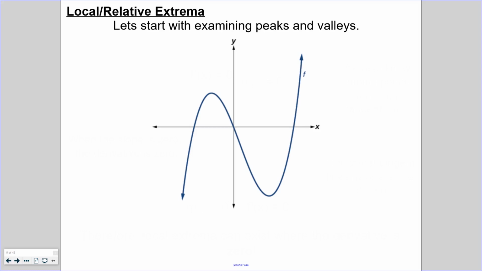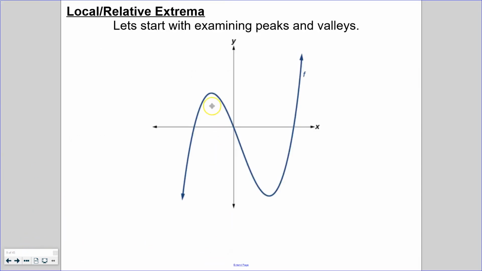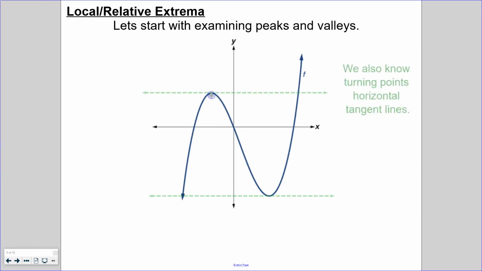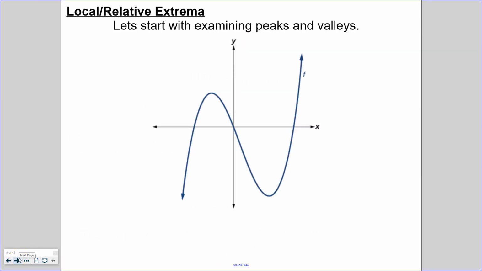Alright, so let's start with examining peaks and valleys, because we know that's where the maximums are. But how can we define it better than just saying the highest and lowest points? So, if we take a look, and that's not what I wanted to do, clicked the wrong one. Alright, let's see if I can get the right one here. I can't get it. Okay, let's start this all over. Come on, do better.